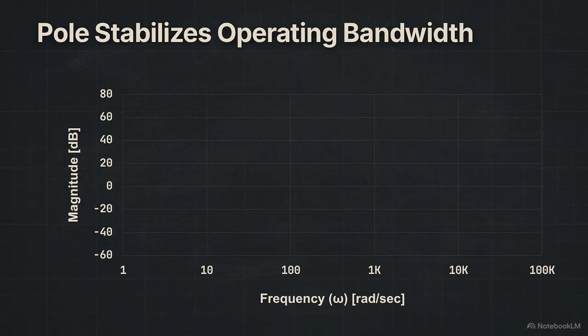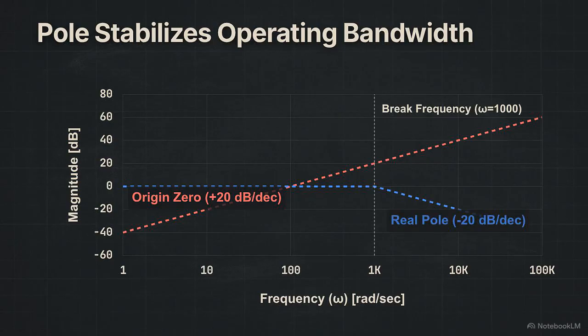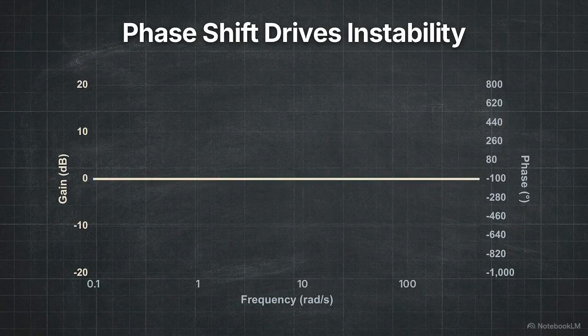The zero at the origin introduces a positive 20 decibel per decade slope that begins at the established negative 40 decibel baseline. At the break frequency of 1000, the real pole in the denominator introduces a negative 20 decibel per decade slope. The true magnitude response is the graphical addition of these simultaneous slopes. When the rising 20 decibel slope hits the negative 20 decibel pole, the line flattens, revealing the circuit's stable operating bandwidth. Magnitude alone cannot predict stability.